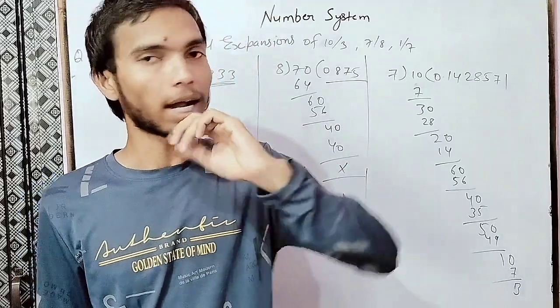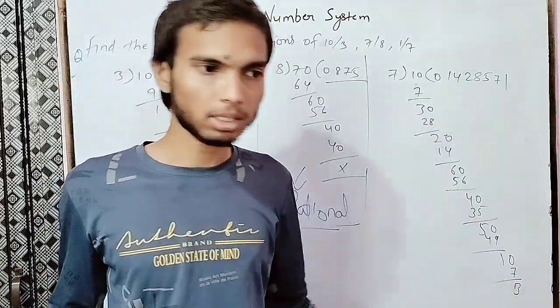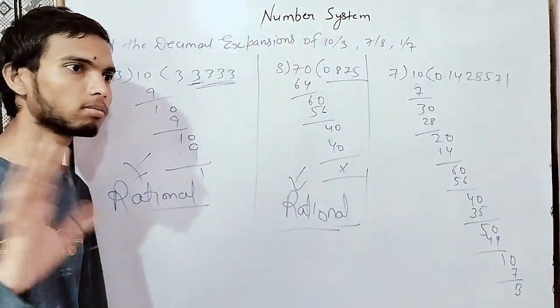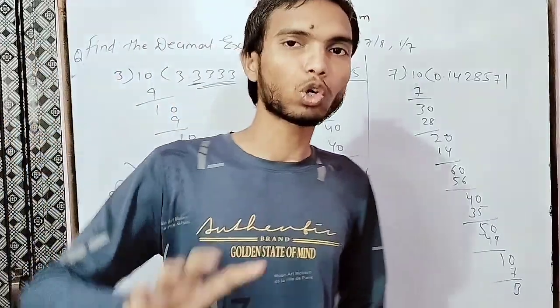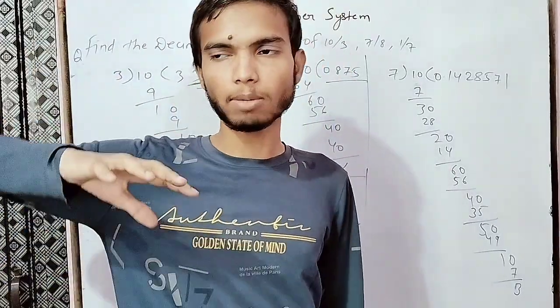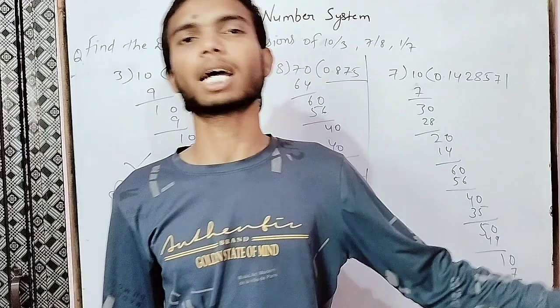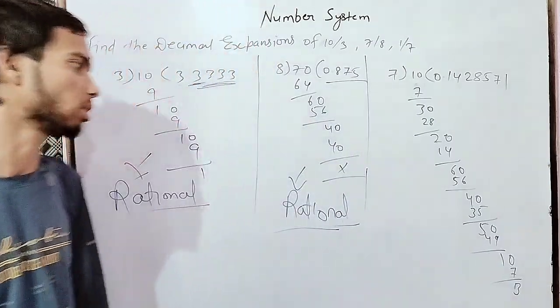And there is no end. If a number is not terminating and not repeating, then that number will be considered irrational. Clear?